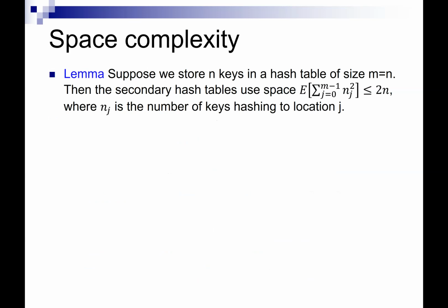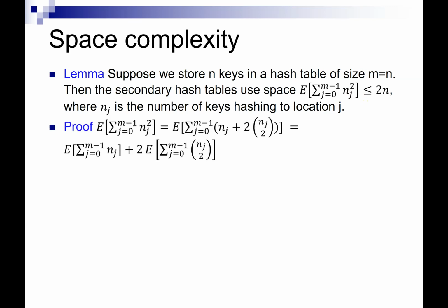Okay, so now we're almost done here. We're going to look at the space complexity of perfect hashing. We're going to store n keys using a first layer hash table of size m equal to n. And then the secondary hash tables are going to have total size the sum of these nj squares, where nj, again, is the number of keys that hash to a location j in the first layer hash table. And we're going to show that the sum of these nj squares is going to be at most 2n.